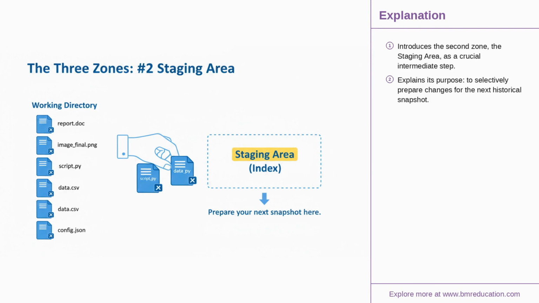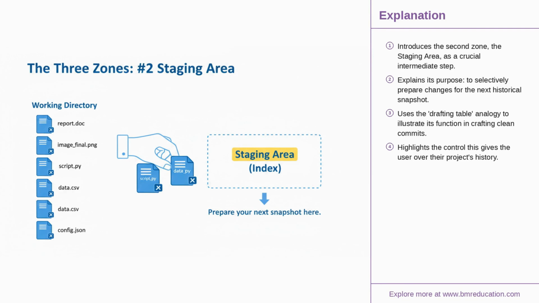After you've made some changes in your working directory, you need to choose which of those changes you want to save in your next snapshot. This is where the second zone, the staging area or index, comes in. It acts as a drafting table, allowing you to carefully select and group related changes together before finalizing them.